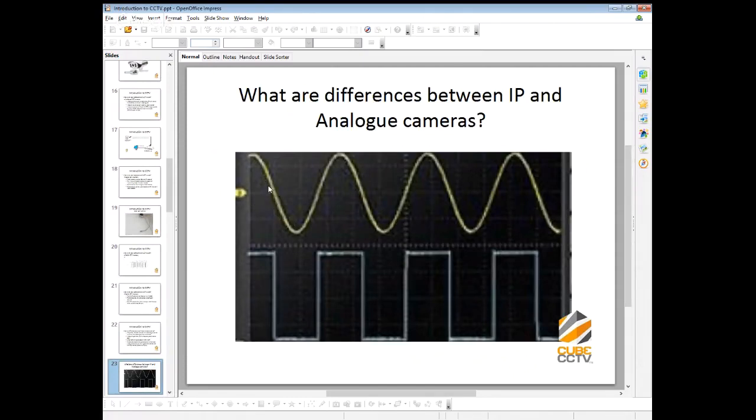As I mentioned before, you could have a camera installed, but it's not giving you the maximum, so you might have pictures that are not very clear. Whereas with IP cameras, the signal goes as one and zero, so either you get the picture or you get nothing.